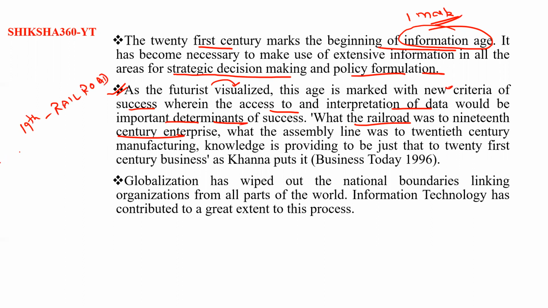and for the 20th century the assembly line, that is basically the computer, manufacturing and knowledge is proving to be just that to the 21st century business. So 19th century railroad, 20th century assembly line, and 21st century manufacturing and knowledge.